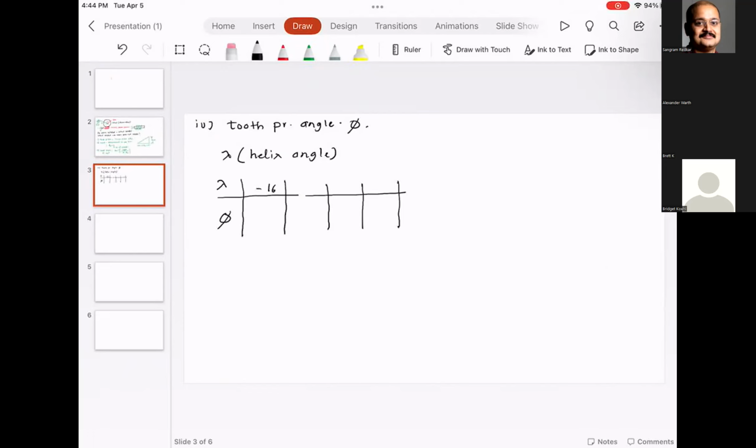So typically, when the angle is less than 16, the tooth pressure angle is 14.5. When the angle is from 16 to 25, the pressure angle is 20. When the angle is 25 to 35, the pressure angle is 25. And when the lead angle is 35 to 45, the angle is usually 30. And this table is the design data table. That table is given in chapter 31, table 31.1.